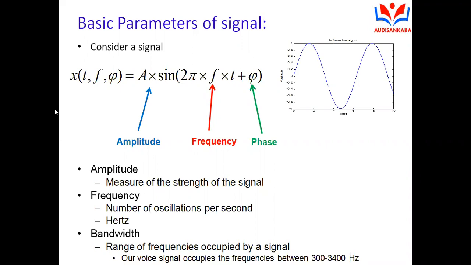So x of t, f, phi equals a sin of 2 pi f t plus phi, where A represents amplitude, f represents frequency, and phi represents phase. The amplitude is a measure of the strength of the signal.